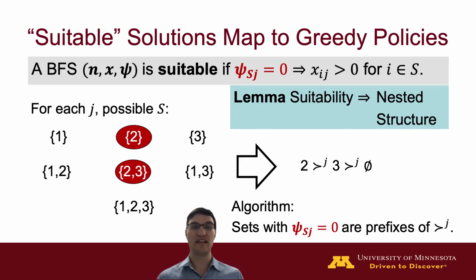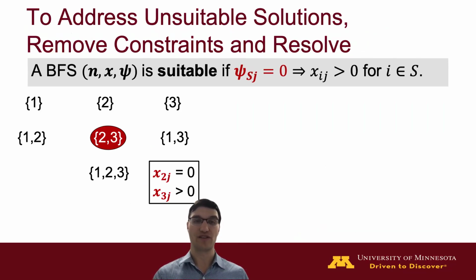So in other words, if we have a suitable solution, we can just read off from this solution what greedy policy we want to use. Now, the problem we were running into, and where we were stuck for a very, very long time on this project, is what to do if you don't have a suitable solution. It could easily happen that you solve our linear program and then you get something like this, which says the constraint associated with 2 and 3 is tight, but none of the singleton constraints are tight.